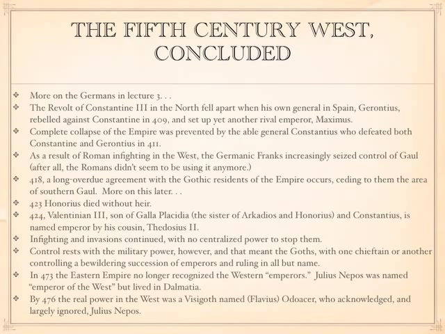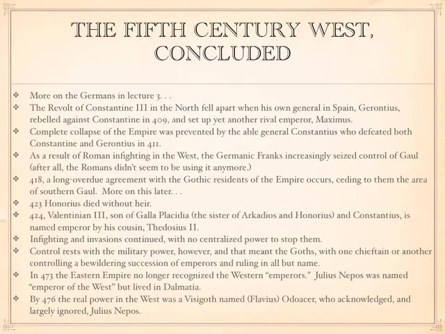So Odovaker ruled as king of Italy, sometimes in the name of Julius Nepos and sometimes just in his own right. One thing I want to point out to you about Odovaker, which I think is important, his name is not just Odovaker, which is Visigothic. His name is Flavius, Roman, Odovaker. He saw himself as a Roman citizen, even if his fellow Roman citizens regarded him as a barbarian and unworthy of the status that he claimed.